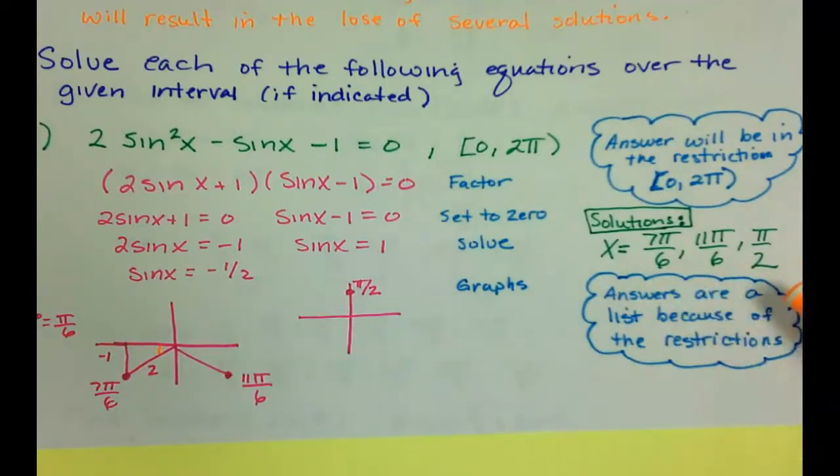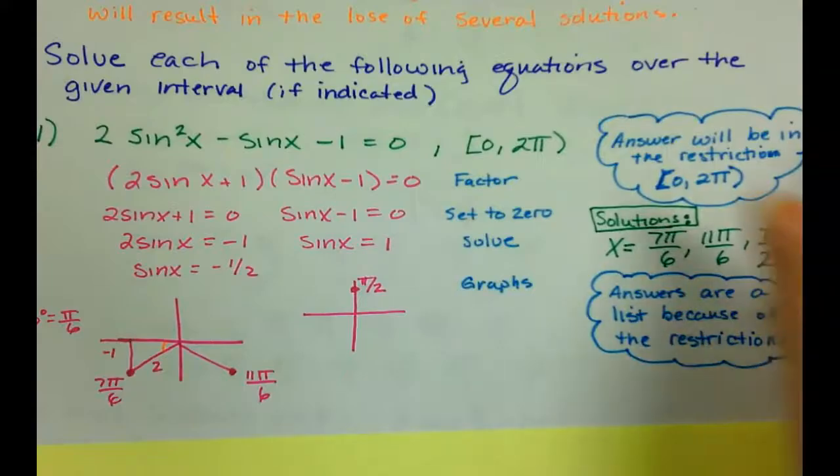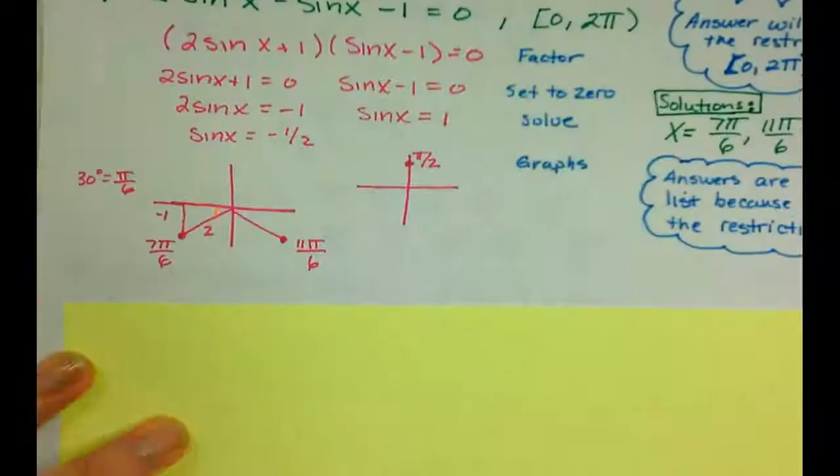Sometimes teachers want you to put it in order. I'm okay if you put the factors that go together in the same graph together. Sometimes that's a little bit easier for me to grade, but I can grade it either way. And then we want to make sure that all of these answers definitely fall within our restriction, which is 0 to 2 pi. And so that's how we're going to proceed through these particular problems.